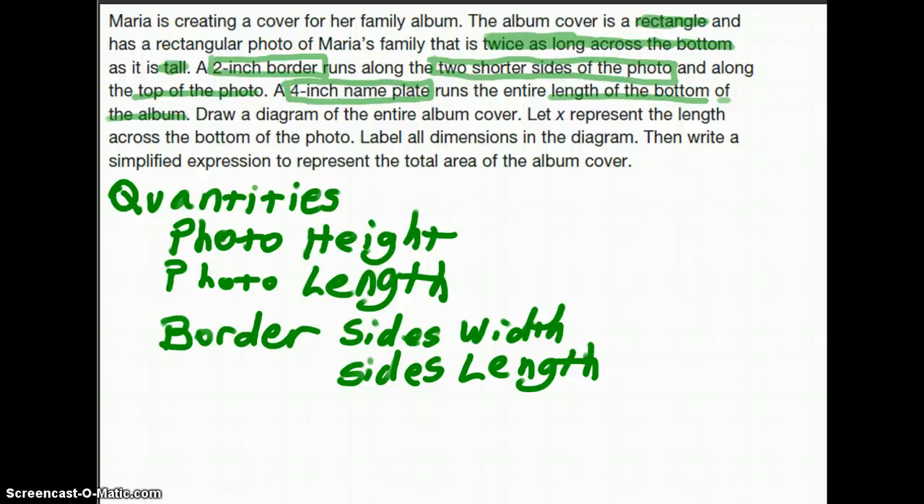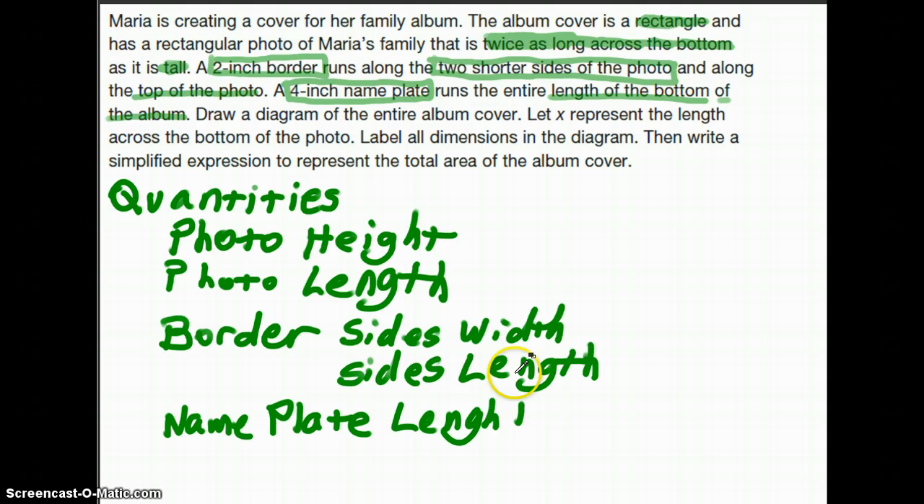And then if we think about the overall nameplate, when we're talking about the nameplate, we're going to be talking about the nameplate's length. It would help if I spelled length correctly there. And we're also going to talk about the nameplate's height. So if we look at what quantities we can identify easily here, we have 1, 2, 3, 4, 5, 6 different quantities.